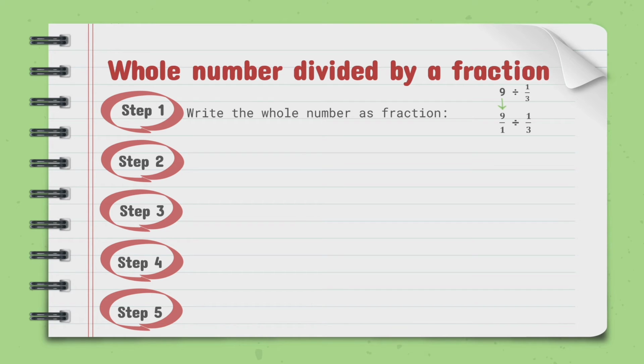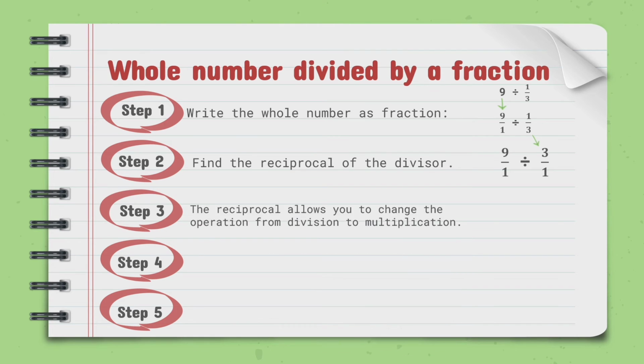Okay, again, a whole number always has the denominator 1. Step 2, find the reciprocal of the divisor. Again, the divisor is the second fraction. So from 1 over 3, it becomes 3 over 1. Just flip the numerator and the denominator. So again, we have 9 over 1 divided by 3 over 1.